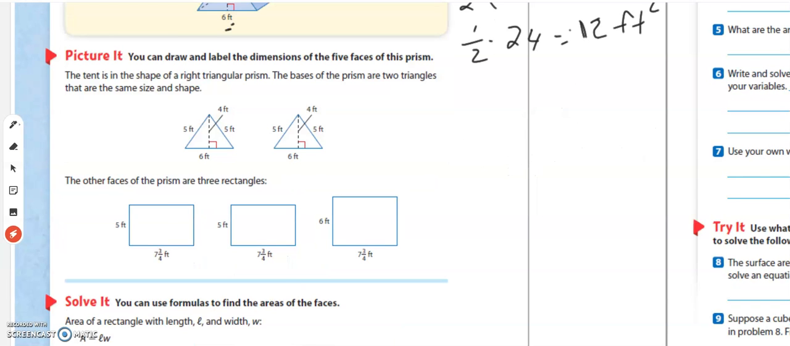Okay, like I said before, the sides are always rectangles. In this case, the rectangles are 5 feet by 7 3/4 feet, 5 feet by 7 3/4 feet, 6 feet times 7 3/4 feet. So to find the area of each one of these, you simply multiply 5 times 7 3/4, 5 times 7 3/4, 6 times 7 3/4.